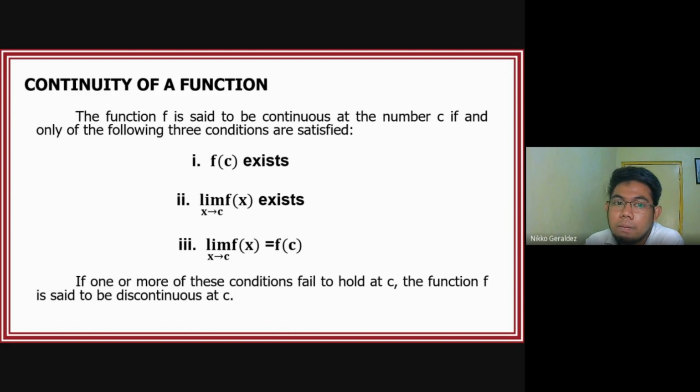So, the function f is said to be continuous at the number c if and only if the following three conditions are satisfied. So, condition number 1, f of c exists. So, dapat define ang function at c. So, ayun po yung first condition. Pag nag-fail sa first condition, discontinuous na yung function.